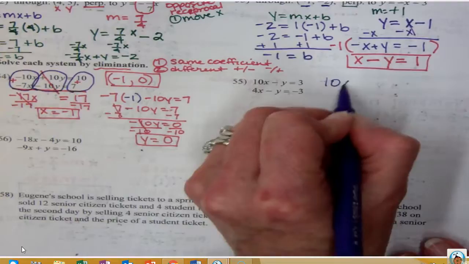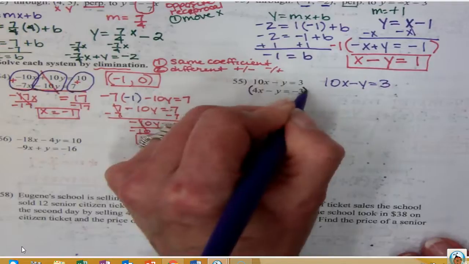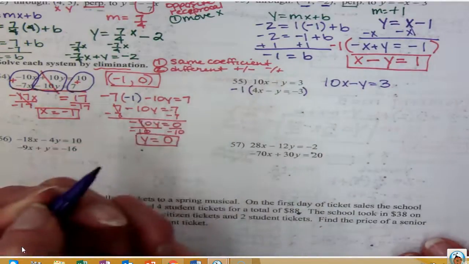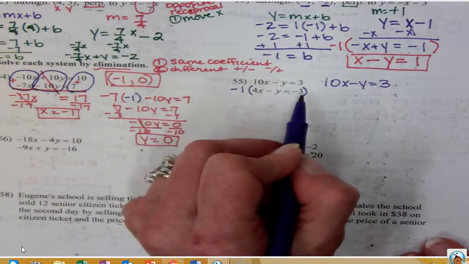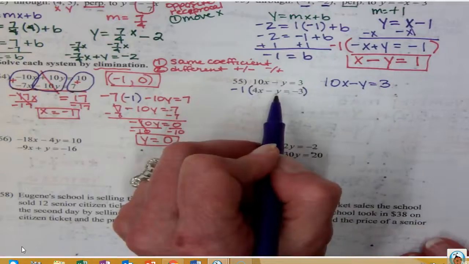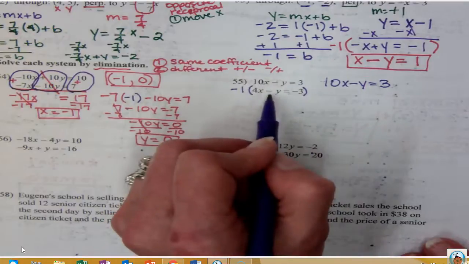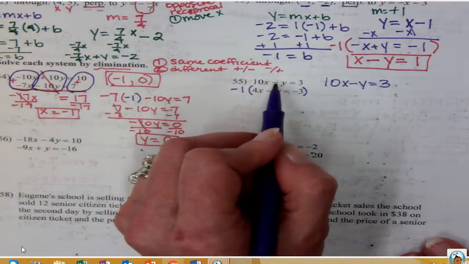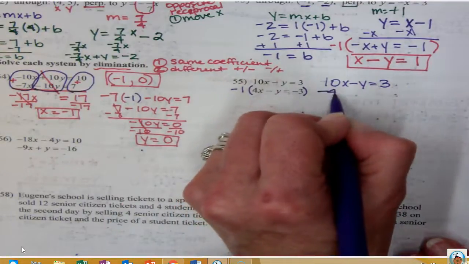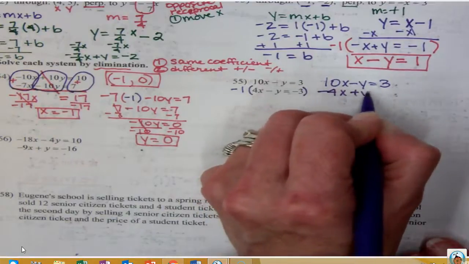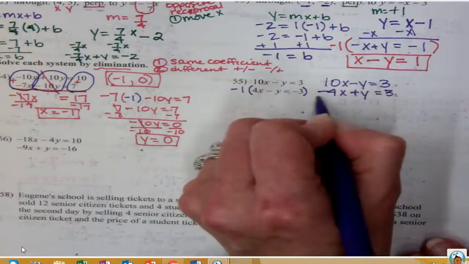So I'm going to keep this one the same. But in order to change the sign, I'm going to multiply this one by negative 1. This will then effectively not change any of the numbers. I'll still have a 1 in front of my y, which is what I want to keep because I need the same coefficient. But it'll give me a positive here so that then I'll have different signs. So then I've got negative 4x plus y equals a negative times a negative is a positive.